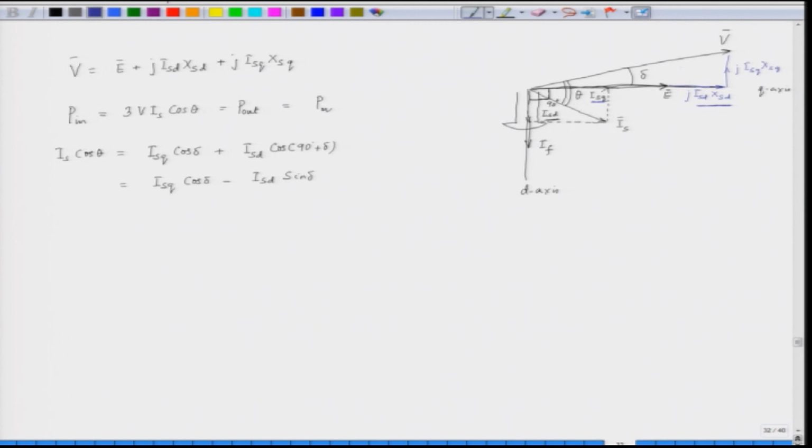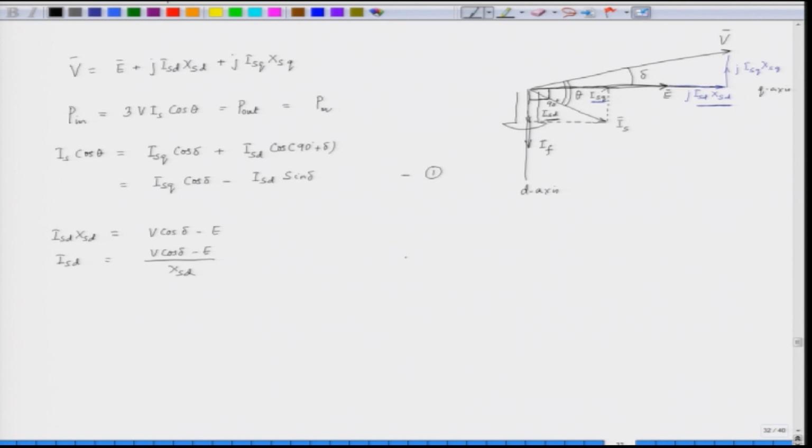If we find the component of the voltage along the q axis and subtract E from V, we get the Isd Xsd drop. So, we can say that Isd Xsd is equal to V cos delta minus E. So, what is Isd? Isd is equal to V cos delta minus E divided by Xsd. Let us call this equation 1 here.